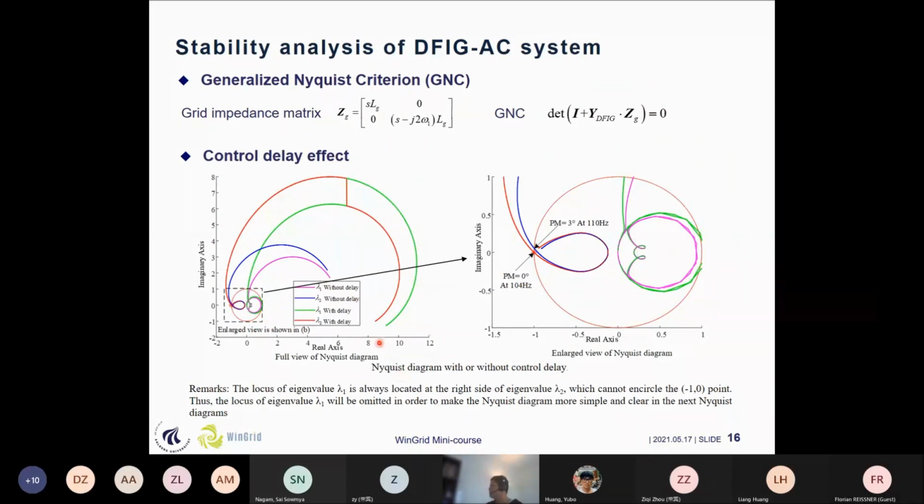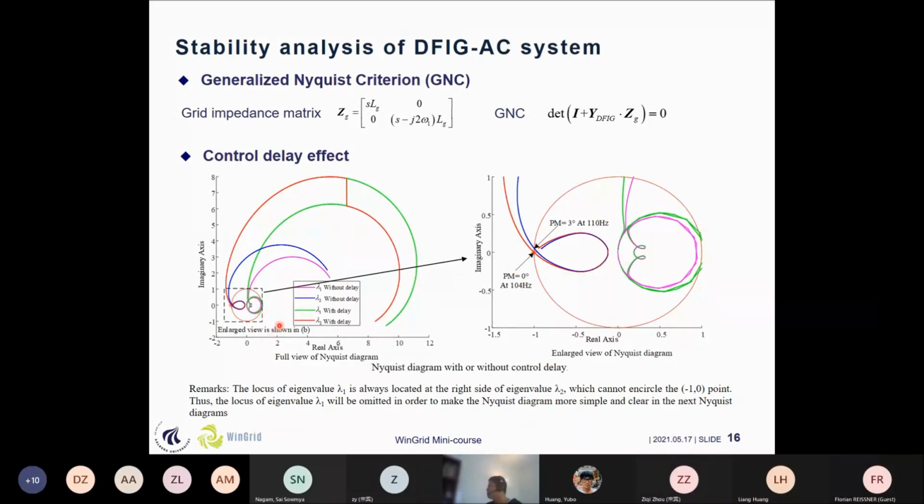Here I am going to introduce the control delay effect and we can see what the difference is. Since it's a 2x2 matrix, it has 2 eigenvalues. I use number 1 and number 2 to represent the 2 eigenvalues. This is a full view of the Nyquist diagram, and this is an enlarged view of the Nyquist diagram.